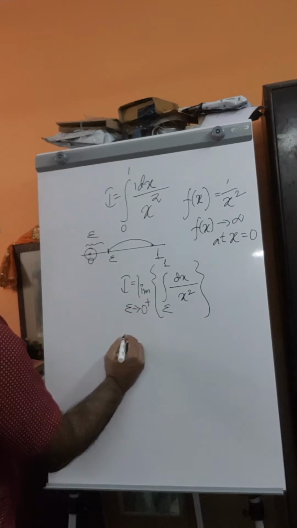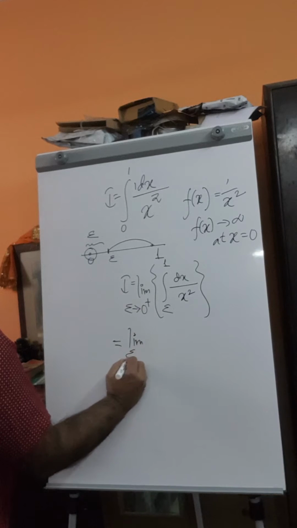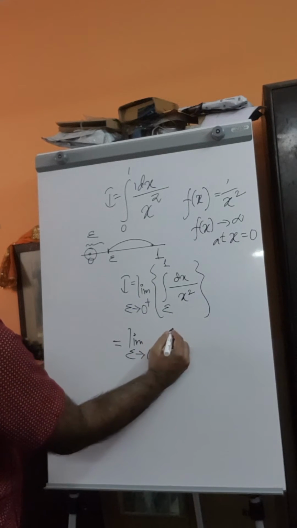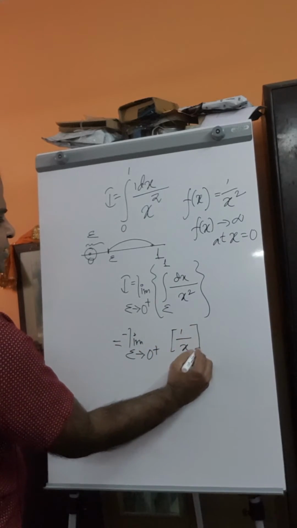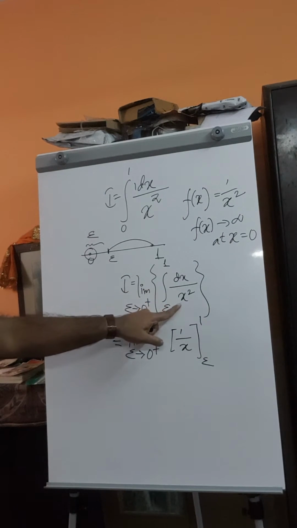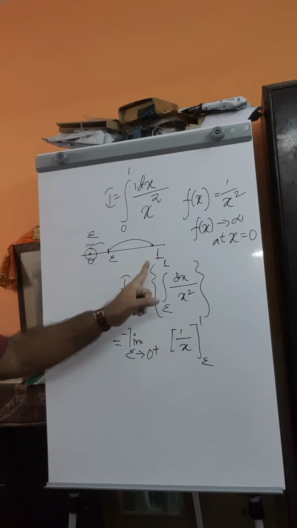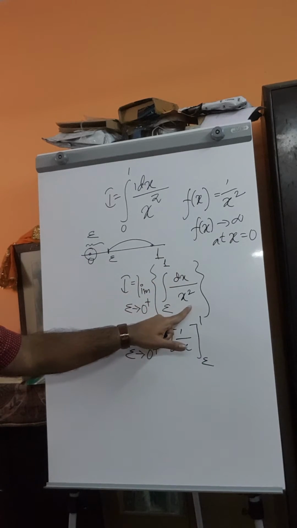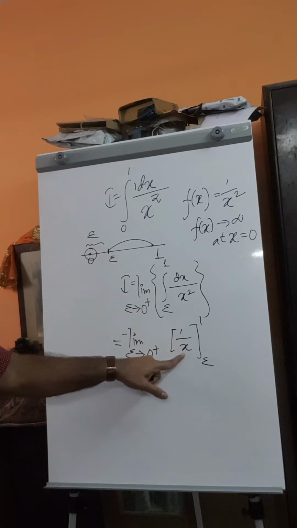Now here, the integral is given by limit epsilon tends to 0 plus. Integral 1 upon x square is minus 1 upon x. So minus comes outside. We have 1 upon x within the limit epsilon to 1, because 1 by x square means x to the power minus 2, and by the formula of integration this is x to the power n plus 1 by n plus 1. So x to the power minus 2 plus 1 by minus 2 plus 1, which is x to the power minus 1 by minus 1. So minus 1 comes out and this is 1 by x.